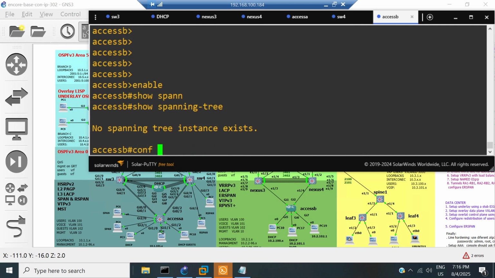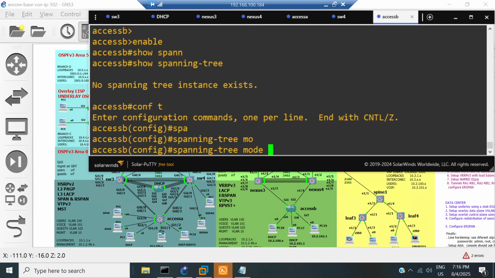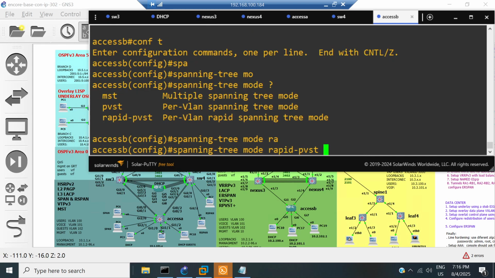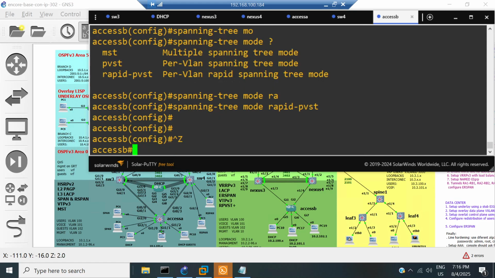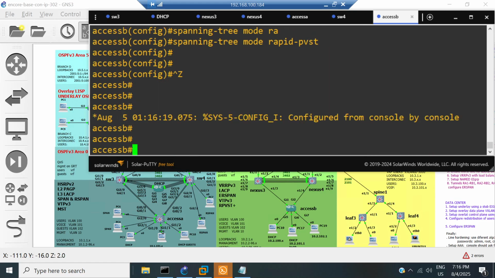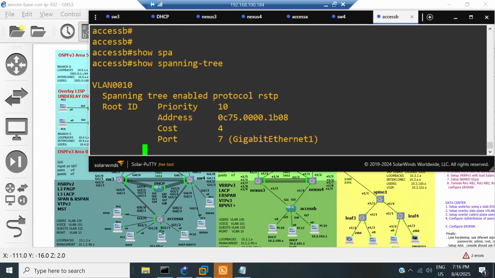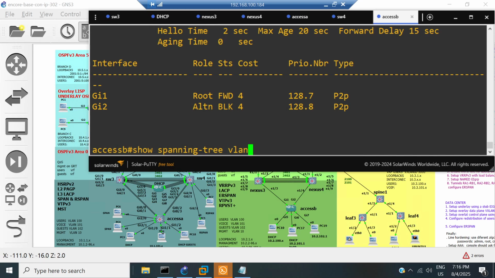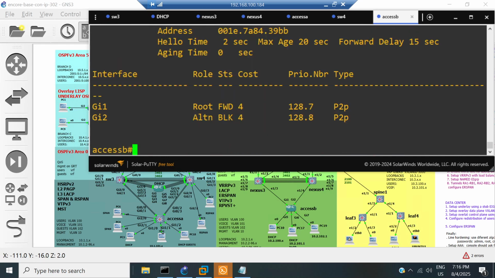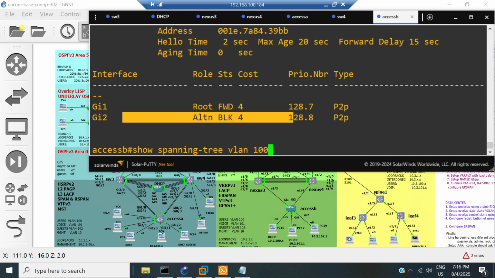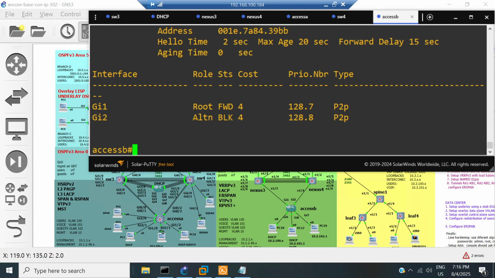Okay, now spanning tree here, we have to enable it. Spanning tree mode rapid per VLAN spanning tree. Okay. Now show spanning tree VLAN 10. Gigabit 1 is forwarding and gigabit 2 is the alternate port. That is correct. I am watching this part of the network here. VLAN 100, gigabit 1 is the root, gigabit 2 is the alternate. VLAN 101, gigabit 1 is the root, gigabit 2 is the alternate.